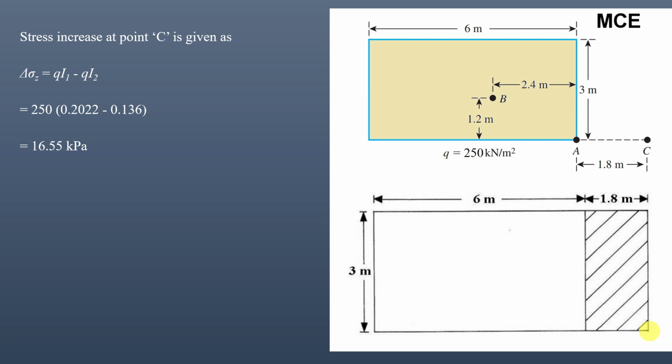So this is how you can find the stress increase at any depth below a uniformly loaded rectangular area. You just have to make the point at which you have to find the stress increase the corner of the rectangle. After that, you will use the influence coefficient table to find the influence coefficient, which will ultimately give you the stress increase at that point.